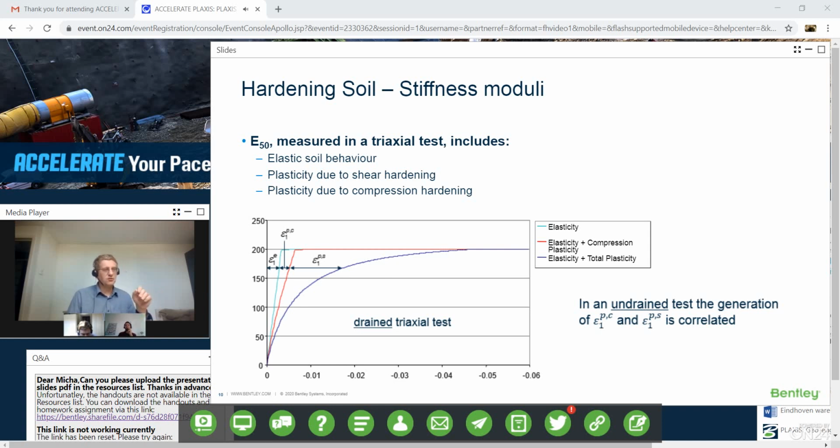What I did here, and of course in Plaxis being a computer software, I can do that. I mean, I cannot do in reality a triaxial test and say, well, in this triaxial test, I only want to measure the elastic behavior. I wouldn't know how to do that in the laboratory, but of course in Plaxis I can do so. And so what I did is that I said, well, let's see what is just the elastic part.